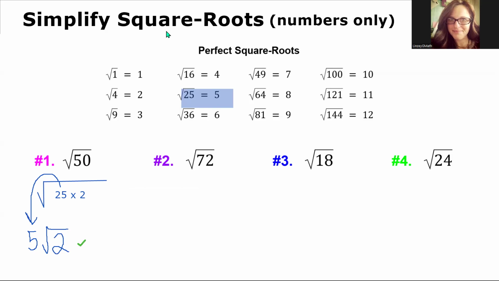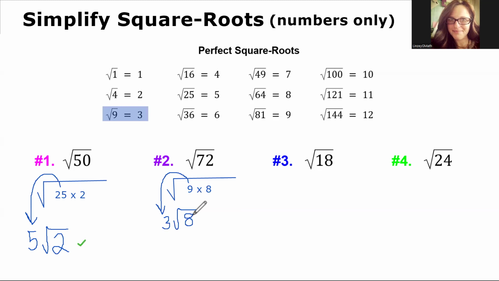Number 2, we need to rewrite 72 as 2 numbers that multiply to 72. One of them needs to be a perfect square. Oh yeah, I see 9 is a perfect square. We can do 9 times 8. 9 is a perfect square. The square root of 9 can be taken out from underneath the square root, and we get 3. 8 remains under the square root.